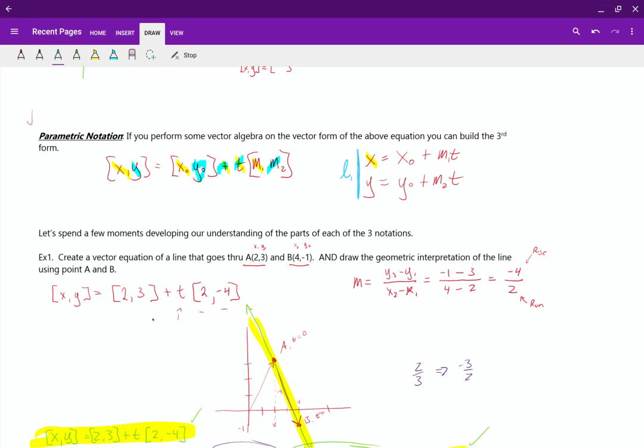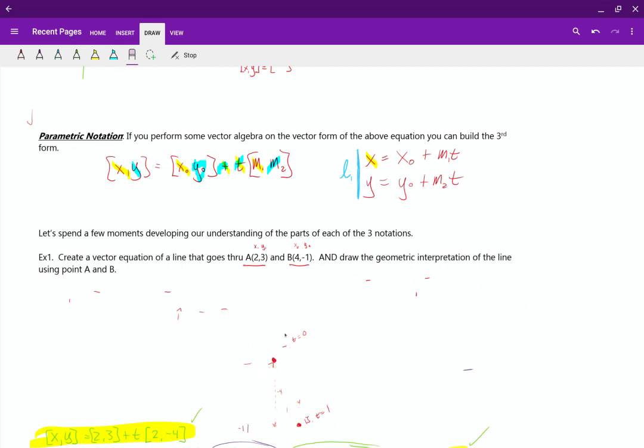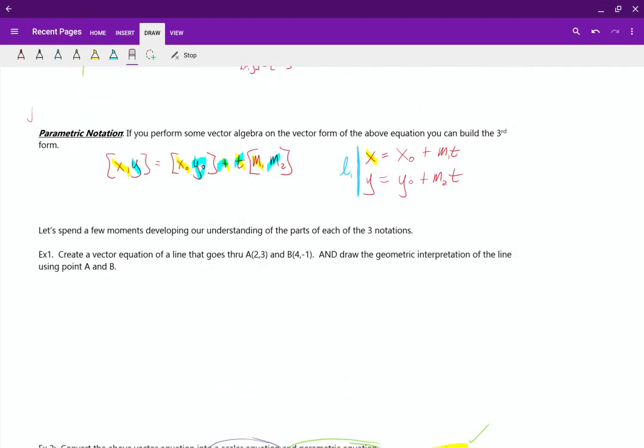These examples are already done. You know what? I'm going to erase these a little bit so that we can have some fun seeing it unfold. There we go. Get rid of some of this. So it says create the vector equation of a line that goes through 2, 3 and 4, -1. I believe our answer is down here, and I'm going to go ahead and erase that. Then I'm going to draw a geometric interpretation of the line using points A and B. I'm going to take a moment to make a little graph.